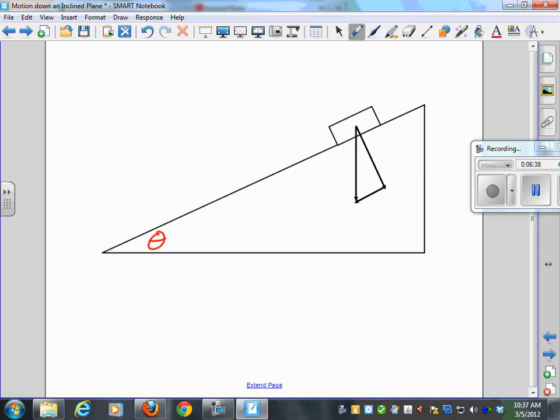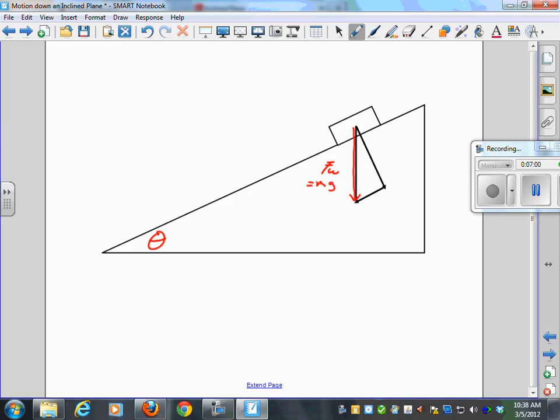Okay. This one here, I'm going to label with FW. That one there is FW. That's the weight force, right? The weight of that block, gravity is pulling it straight down. Remember, of course, that FW is equal to m times g, mass times gravity.